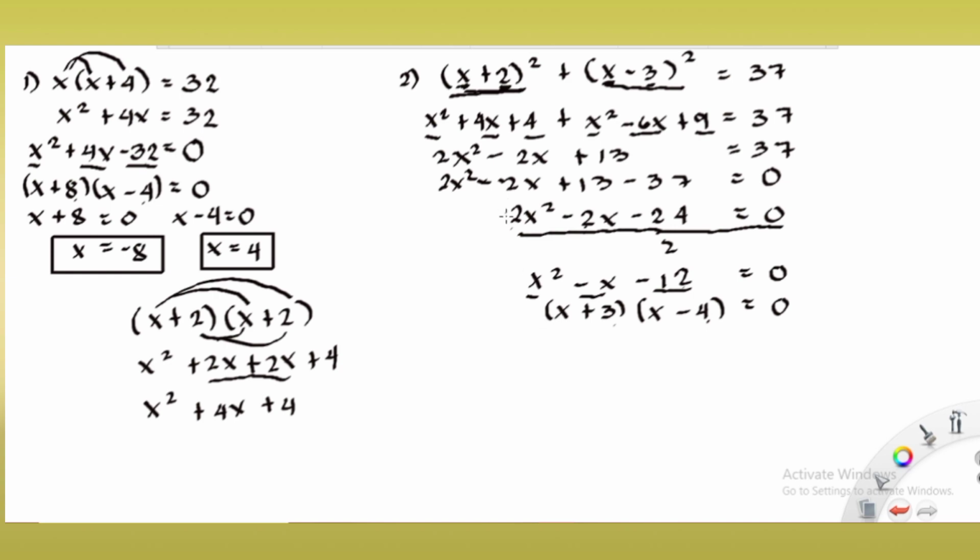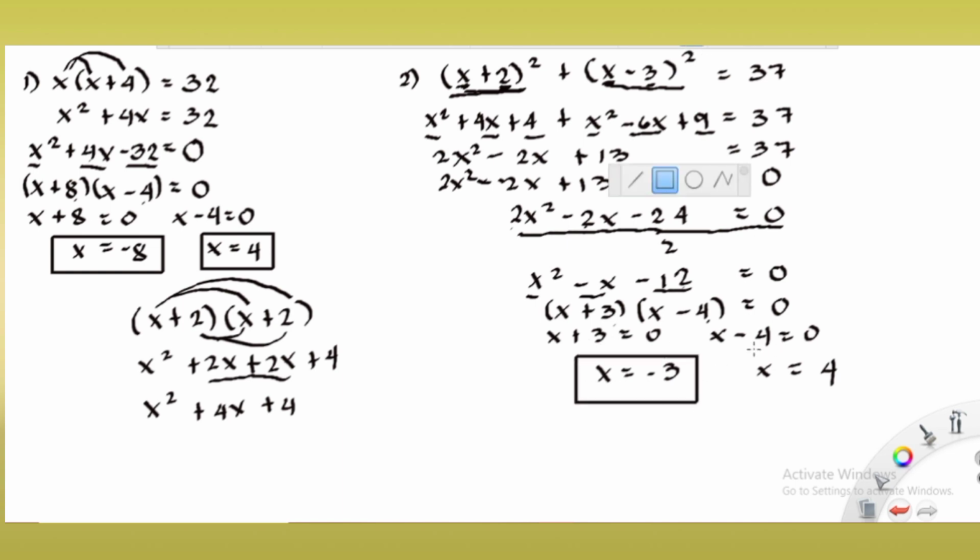Alright? And then next, apply zero product property. This will become x plus 3 equals 0, and x minus 4 equals 0. So for x, this will become x equals negative 3. And this is x equals 4. So these are the values of x.